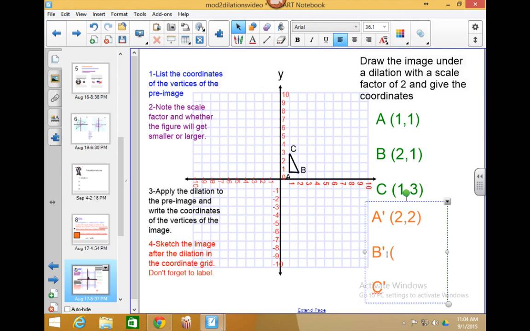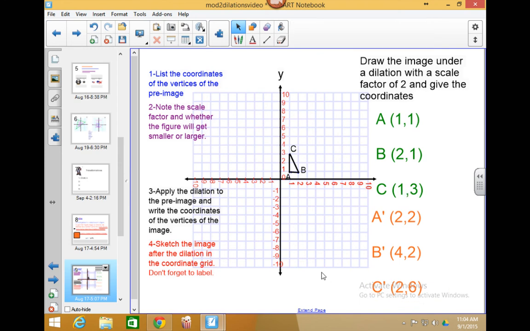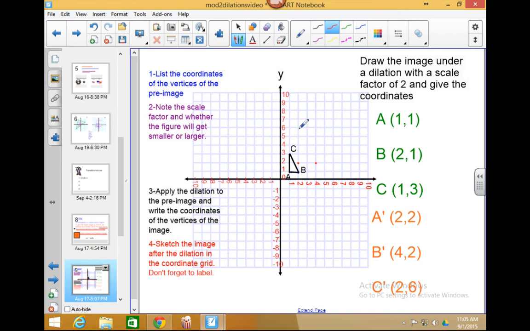For B, I'm going to take my coordinate of 2, 1 and multiply each of the numbers by 2. And then I'm going to take C, and again, 1, 3 is going to become 2, 6 when I multiply each of the numbers by 2. Number 4 says sketch the image after the dilation in the coordinate grid. Don't forget to label. So the first thing I'm going to do is plot 2, 2. Then I'm going to plot 4, 2 and 2, 6.